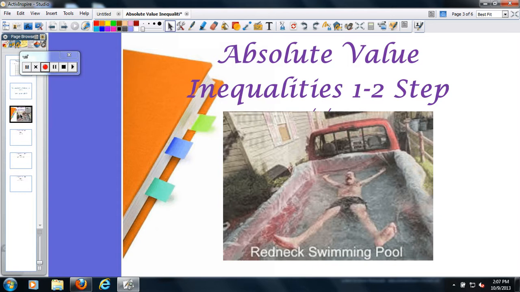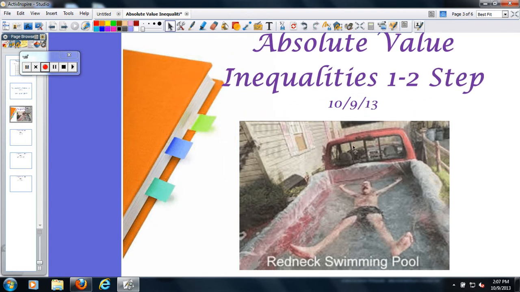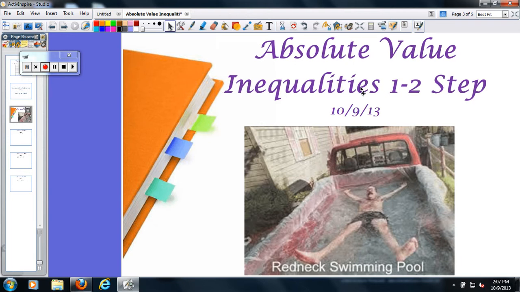So today we're covering absolute value inequalities. We're actually going to be looking at 1 and 2 step absolute value inequalities.